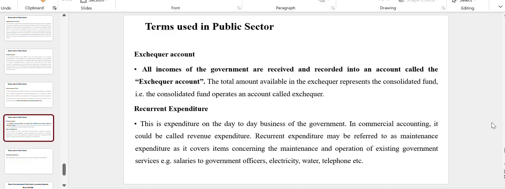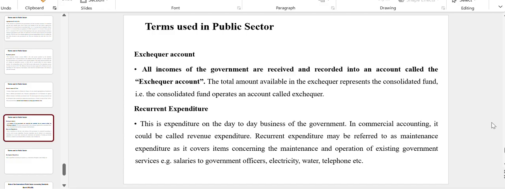So this budget, for example, in this budget that was read the other day by our CS, Professor Ndongo, recurrent expenditure was higher than development expenditure. So what do we mean by recurrent expenditure? This is expenditure on the day-to-day business of the government, such as paying bills. You can just say that word, paying bills.